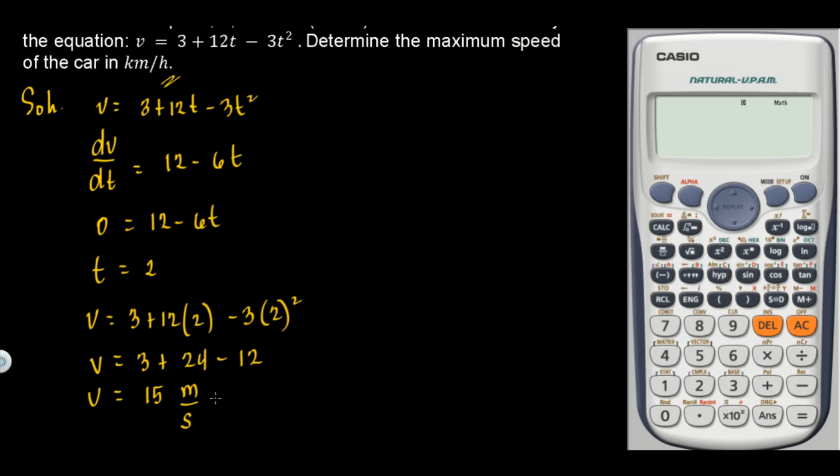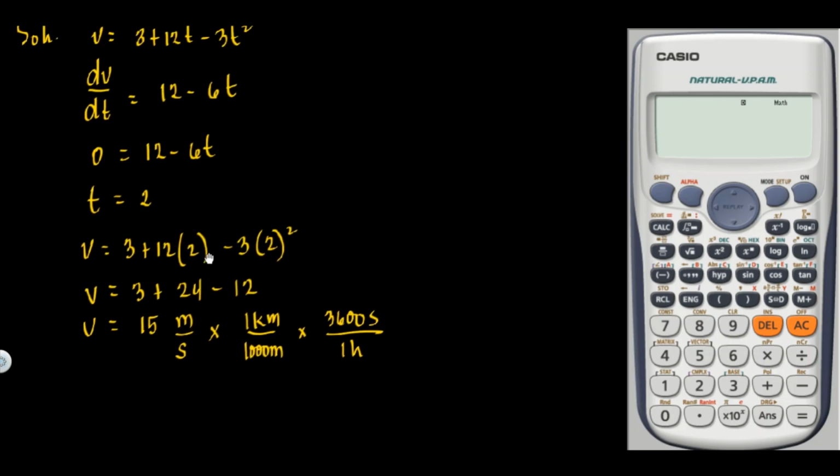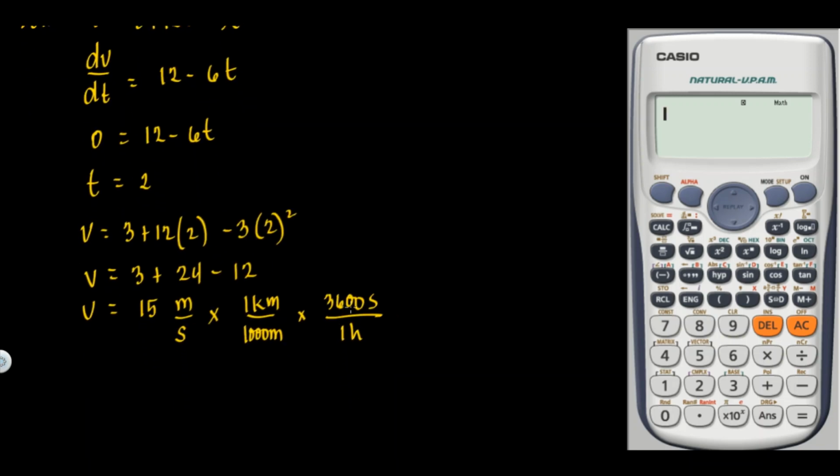Okay? So if you want the long method, pwede rin. So 1 kilometer over 1,000 meter times 3,600 seconds over 1 hour. Or simply multiply this by 3.6. So parehas lang yun, no? Para hindi mo isulat ito. Since 3,600 over 1,000 is 3.6. Okay? So v is 54 kilometer per hour.